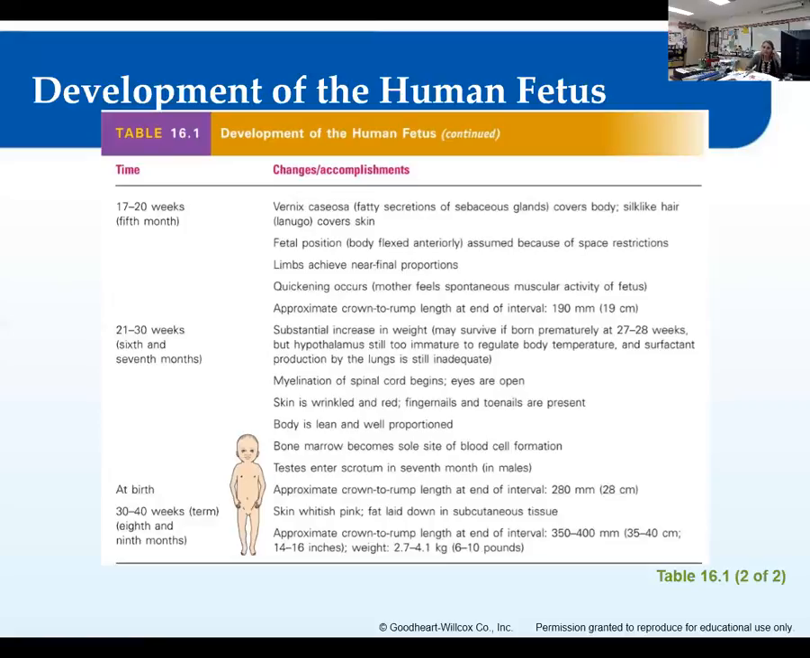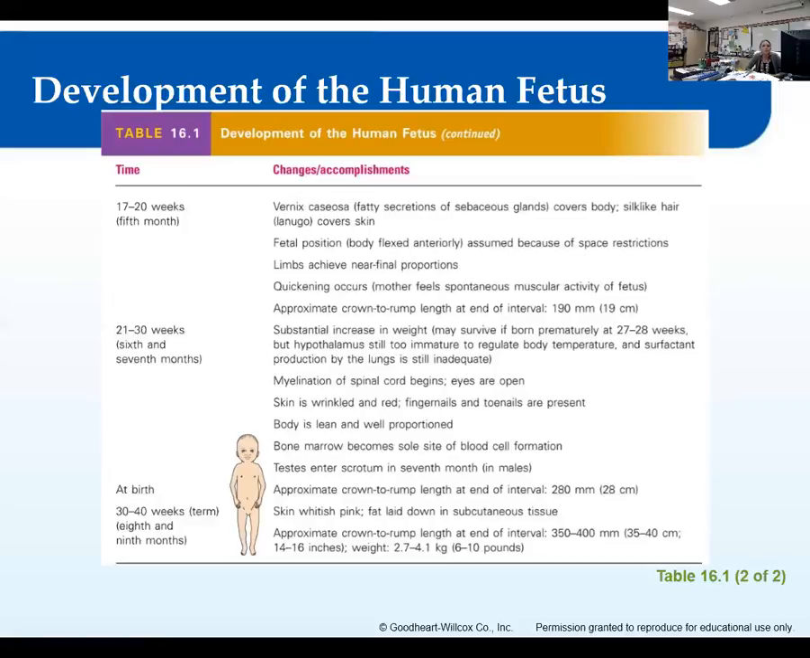It's really hard to regulate their body temperature, and the lungs have not matured enough yet usually. So if they know the mom's trying to go into labor too early, they'll give her a shot to help the lungs mature. But that doesn't always happen.